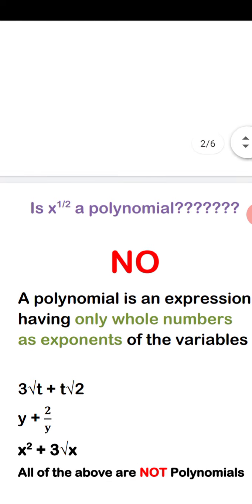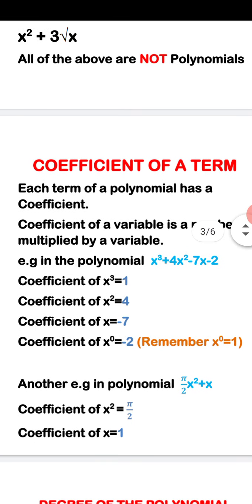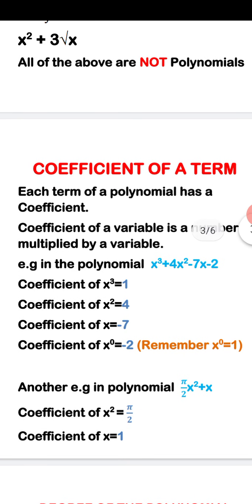Right? Now, we are going to study about coefficients. What is the coefficient of a term? Children, each term of a polynomial has a coefficient. Coefficient of a variable is a number which is getting multiplied by that variable. For example, let us take the polynomial x cube plus 4x square minus 7x minus 2. We are going to take each term separately and see what are the coefficients of the different variables.